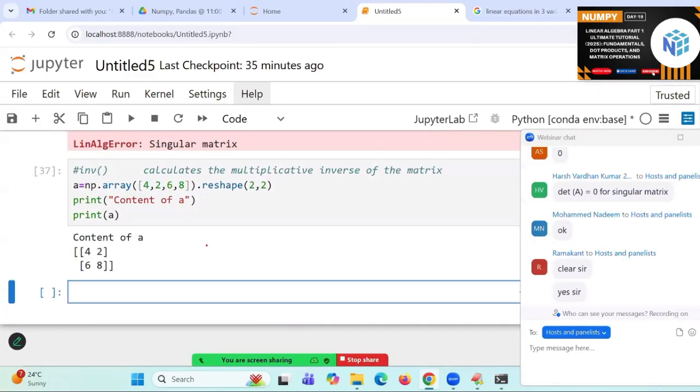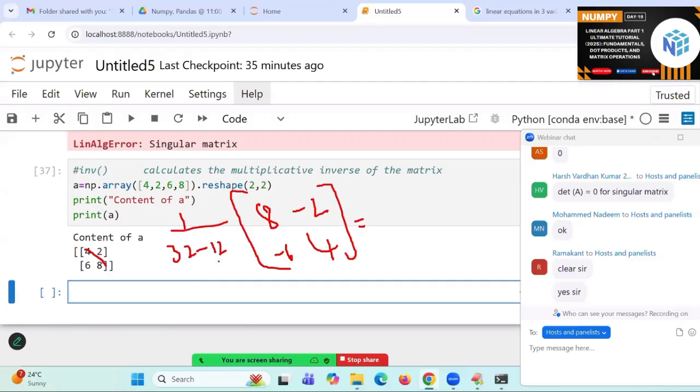Now go to what? Inverse. A inverse is equal to, what is the formula I said? 1 by AD minus BC. What is the answer here? 4 times 8 is 32, minus 12. So it is going to be 1 by 20. So this is going to be 8 by 20, minus 2 by 20, minus 6 by 20, 4 by 20.